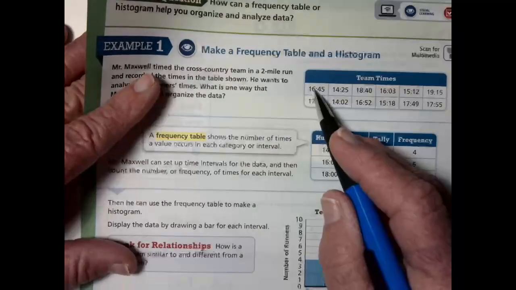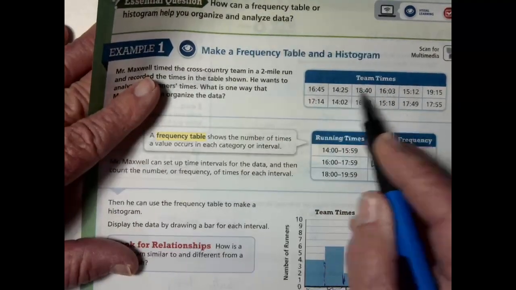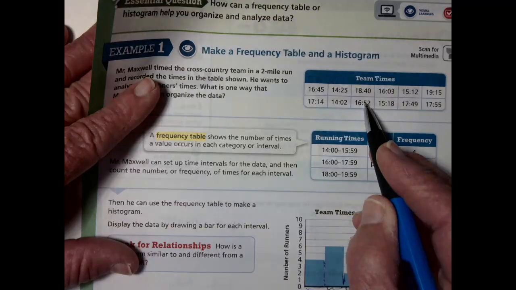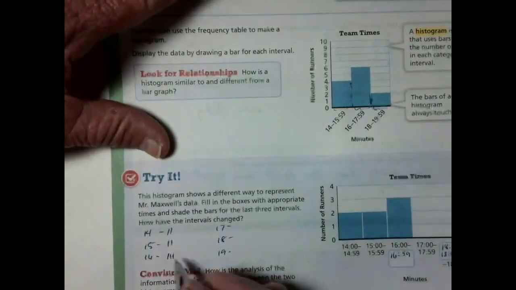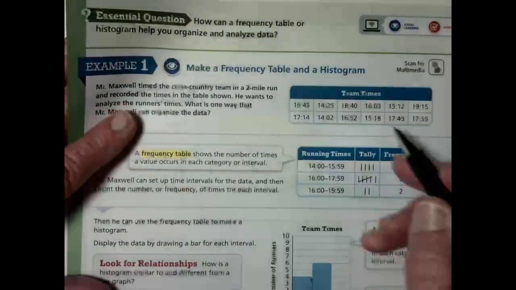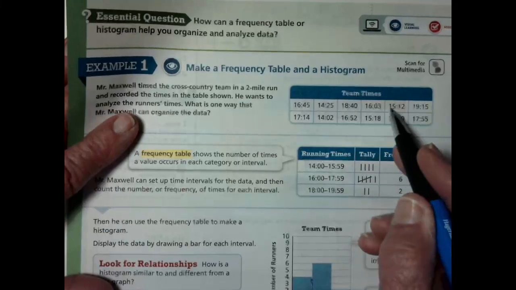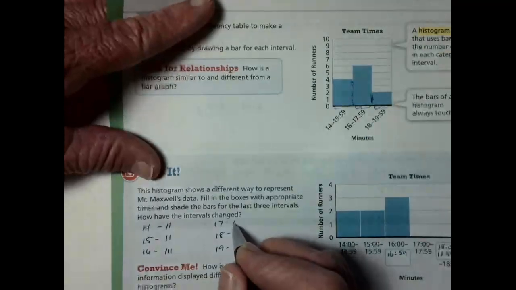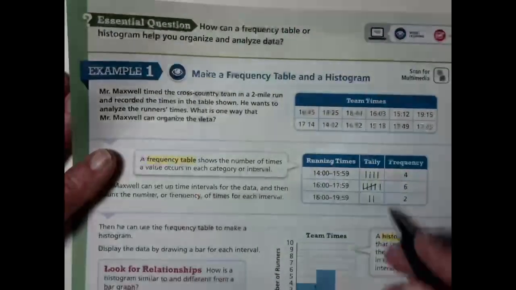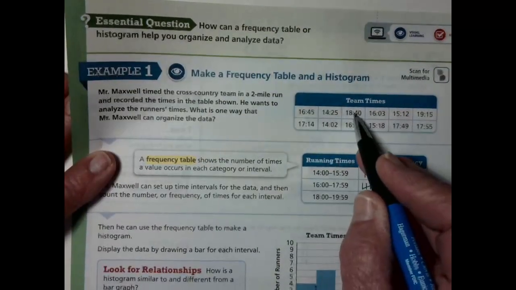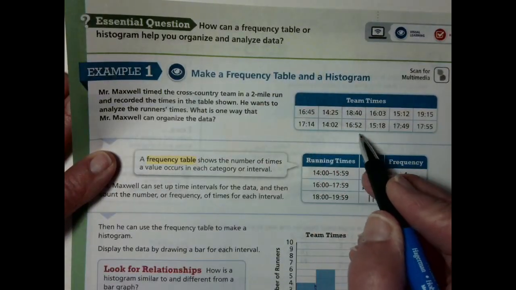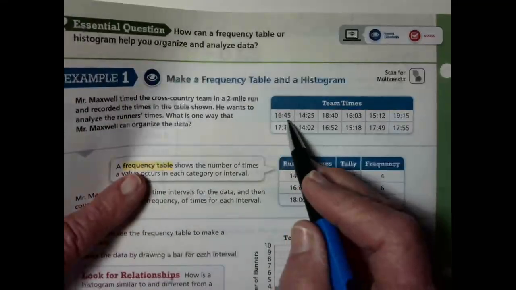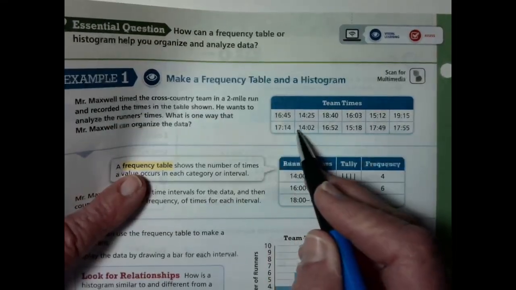The 16s. 1, 2, 3. I see 3. The 17s. 1, 2, 3. The 18s. Just 1. And the 19s. Just 1 of those.